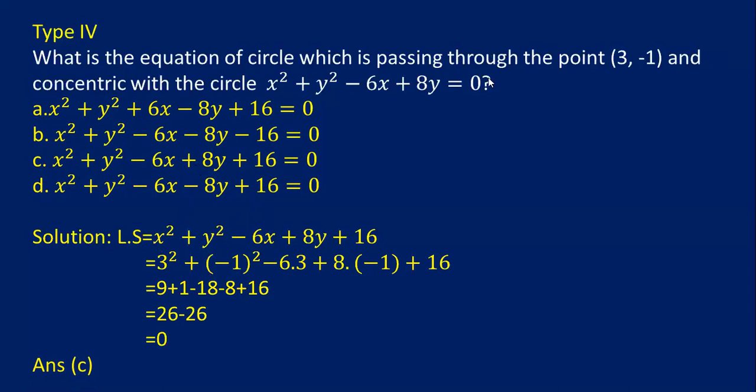Here you have to test all the options. Then the option that satisfies this equation will be correct. So option C satisfies the point (3, -1). That is the equation.